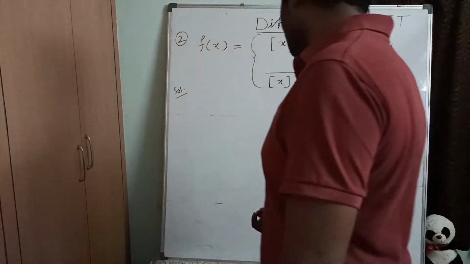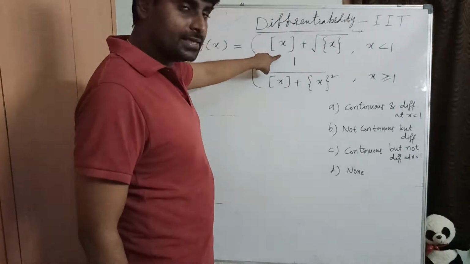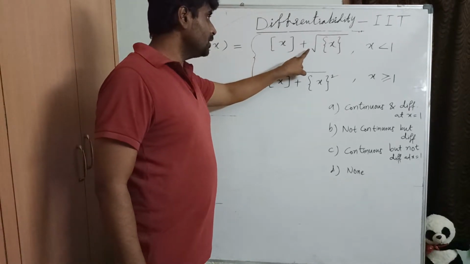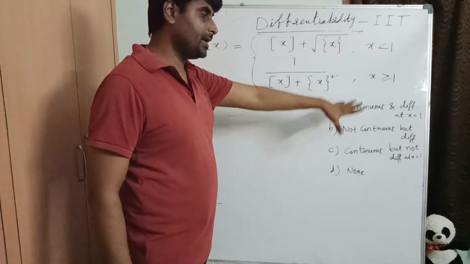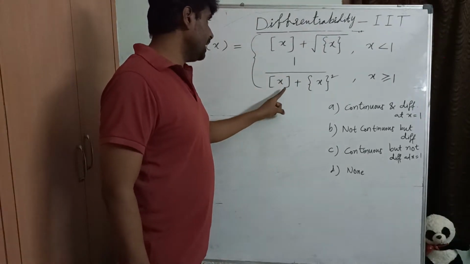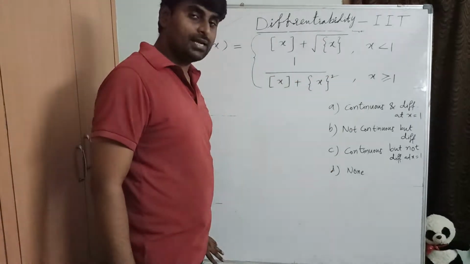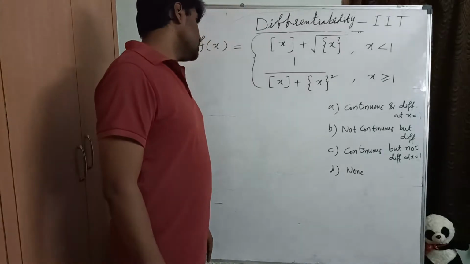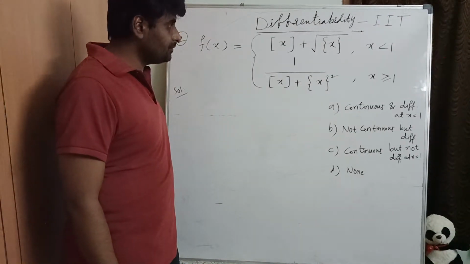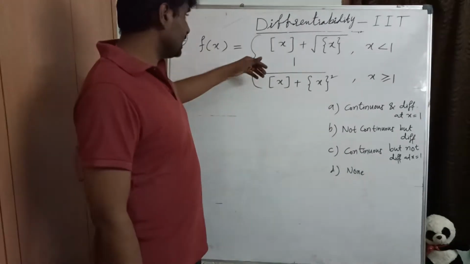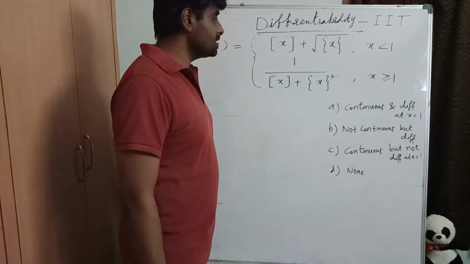Now see here question number 2. F of x equals to step x, greatest integer function, plus root of fractional part of x, for x less than 1, okay. Now here 1 by step x plus fractional part of x whole square for x greater than or equals to 1, okay. So as we discussed before about step function, greatest integer function, and fractional part function also we have discussed, okay.